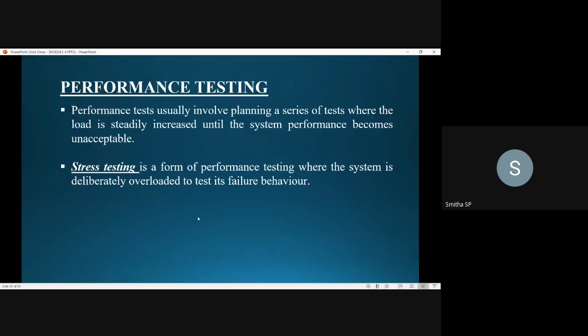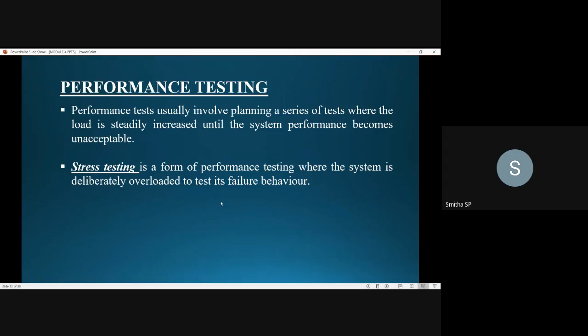Then we shall see performance testing. Performance tests usually involve planning a series of tests where the load is steadily increased until the system performance becomes unacceptable. Stress testing is a form of performance testing where the system is deliberately overloaded to test its failure behavior. Performance testing is a part of release testing and may involve testing the emergent properties of a system, such as performance and reliability. Tests should reflect the profile of use of the system.